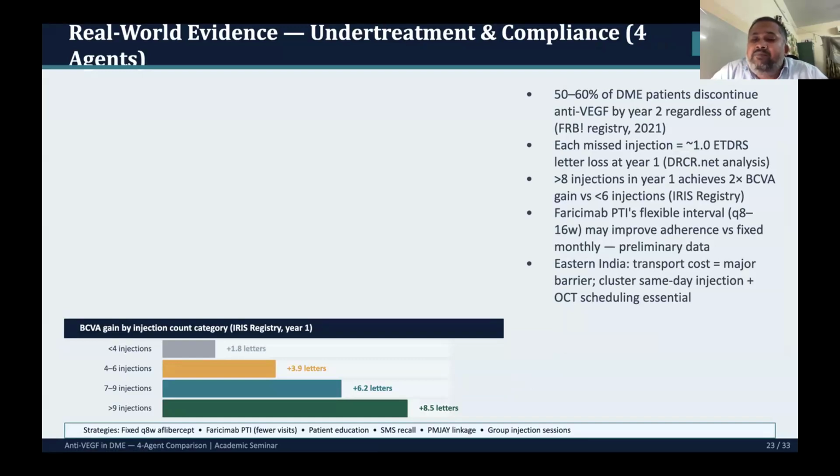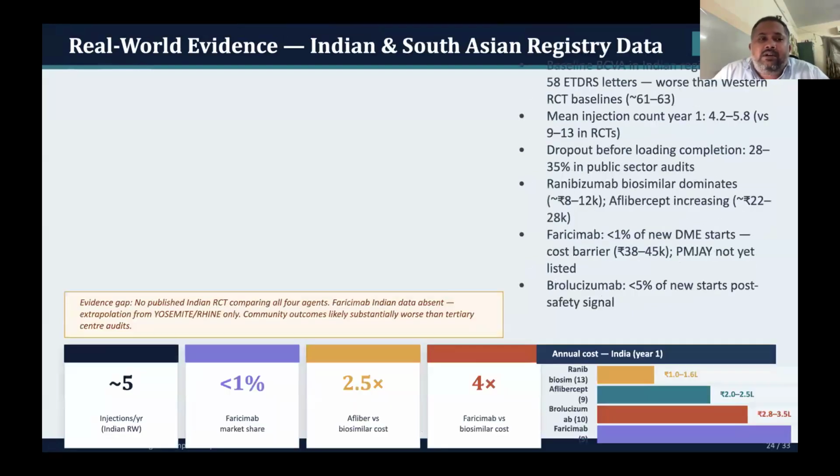And faricimab PTI's flexible interval Q8 to Q16 may improve adherence versus fixed monthly, and that's just preliminary data. In Eastern India, transport cost is a major barrier. Cluster injections on the same day plus OCT scheduling is essential. So there are other logistic factors that are involved in discouraging patients from continuing their injection regimens.